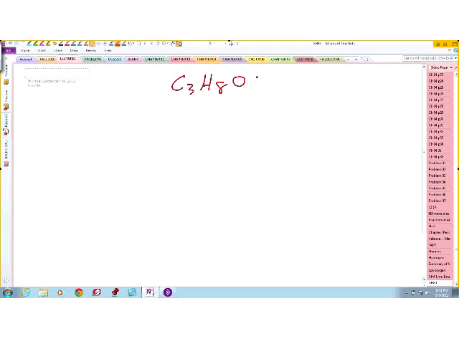C3H8O. Okay, I want you to use this formula here to write a line bond structure, or a Lewis structure, for this molecule. So what do we want to do? Write the carbons out first, right? Good. Three carbons.